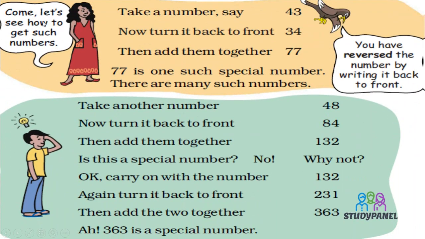Now come, let's see how to get such numbers. ऐसे नंबर पाने के लिए हमें क्या करना है? Take any number. आपको जो नंबर अच्छा लगता है वो ले लो. हमने ले लिया यहाँ पर 43. Turn it back to front, उसका उल्टा कर दिया, 3 हमने ले लिया आगे, 4 ले लिया पीछे. Then we will add this. If we add these two numbers, 3 plus 4 is equal to 7. 4 plus 3 is equal to 7. So total is 77. Now you reverse the number by writing it back to front. अब इसको अगर उल्टा हम लोग लिखेंगे, इस 7 को यहाँ लिखेंगे, इस 7 को यहाँ लिखेंगे, then also our number will remain the same, 77.